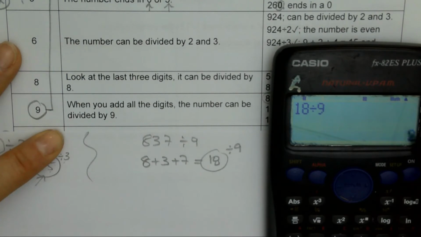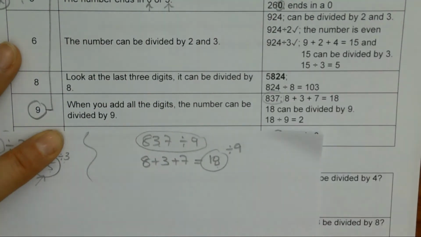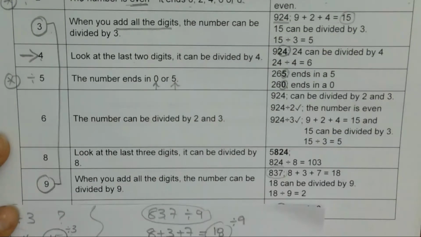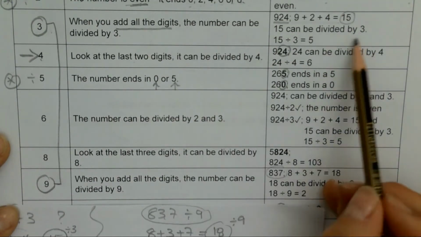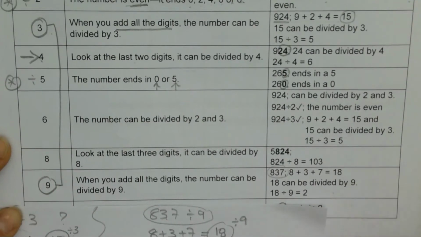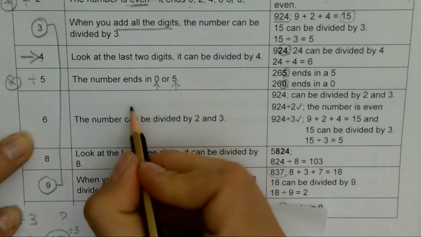So because this is divisible by 9, that means our original number is divisible by 9. So dividing by 3 and dividing by 9, it's almost exactly the same. Here you just divide by 3, and here you divide by 9. So now we're going to do 6. So 6 has 2 steps.